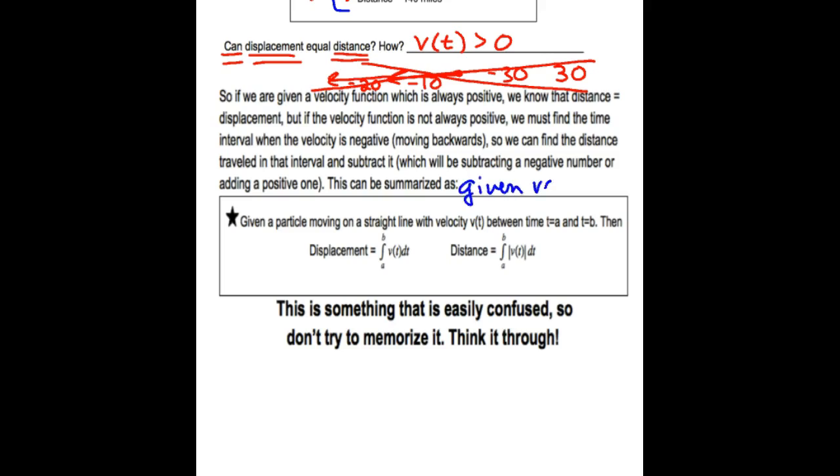How am I going to get from my velocity model back to something that'll give me displacement or distance? Well, both of these are questions about distance or position. They are both labeled, for instance, in miles or feet or meters or whatever my unit of measure is. So if I'm given my velocity model in feet per second or miles per hour and I need to go back to just miles or just feet, I need to integrate to do that. So you'll see both of these formulas are integrating the velocity model.